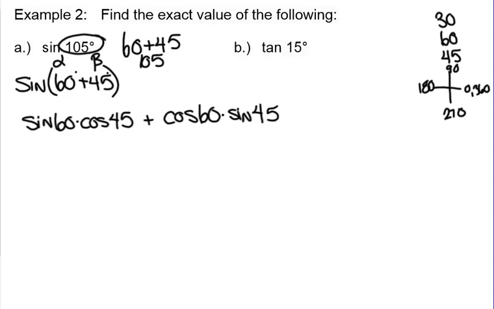Again, you can use many different variations. Just because I chose 60 and 45, there's other ones that would work. You just have to have only 2 values. It can't be 3 or 4, 1, whatever. So now, using our special triangles.